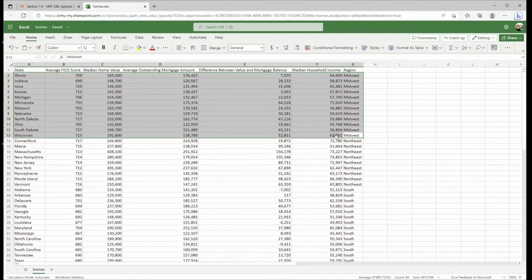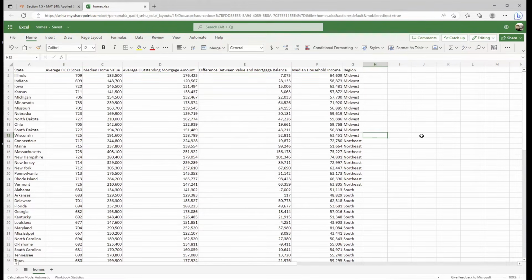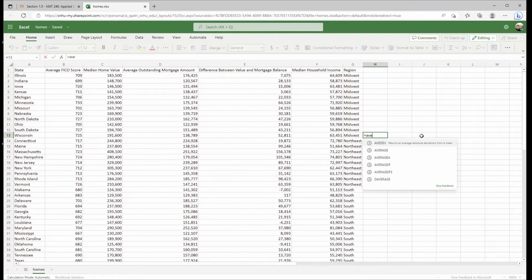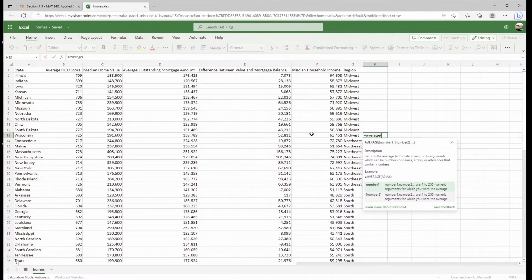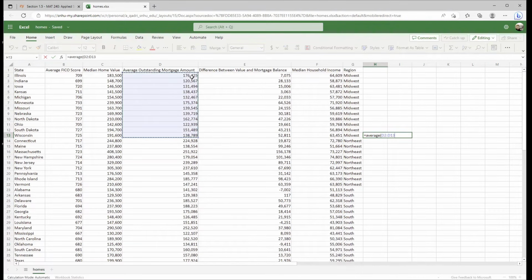So the statistic that we need to calculate is the average outstanding mortgage balance. So you will notice that column D here contains that data, average outstanding mortgage amount, and we only want to calculate it for Midwest. So this is the data that we're going to use to calculate our mean. So I will calculate that here, and I can say equal AVERAGE, which is a formula for calculating the mean in Excel, parenthesis, and then all I have to do is just select all of this data here.